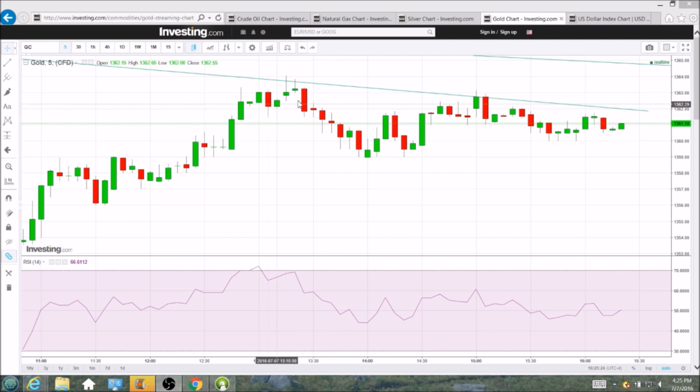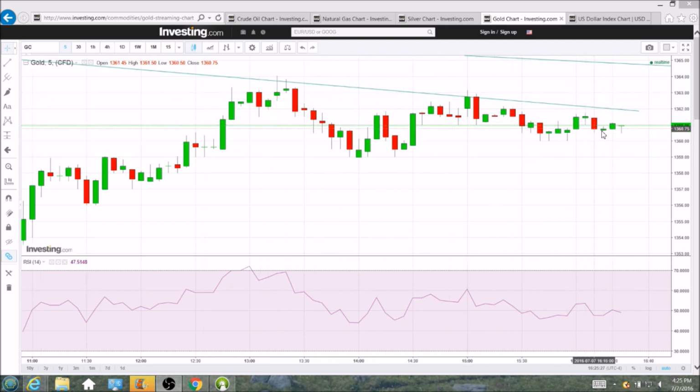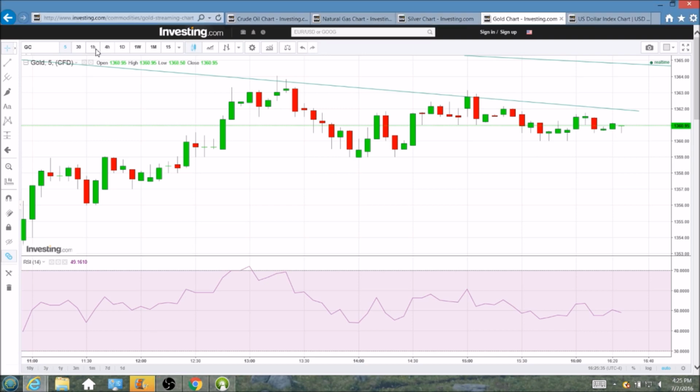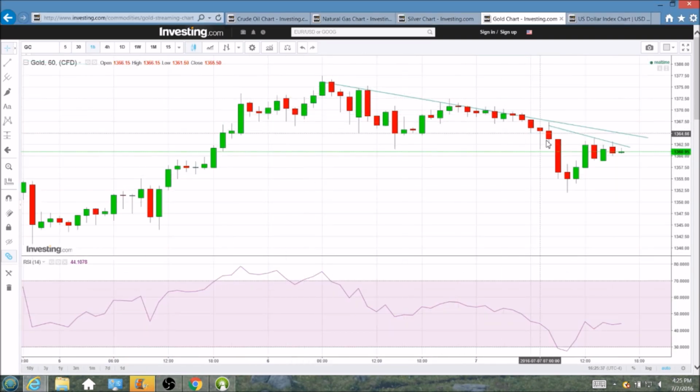We can see this 5-minute chart is higher lows and lower highs, a very tight range. We're going to see a break here within the next hour, and obviously it's after hours, so we'll see how this carries over into tomorrow. But the hourly chart is very clearly lower highs and lower lows, so looking for this to be another lower high and looking to pull back down into the 1350s tomorrow.